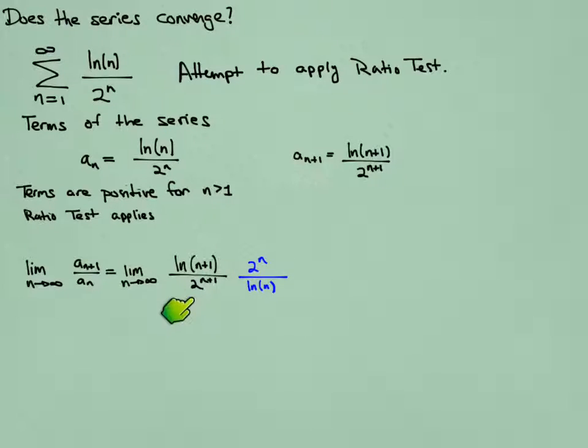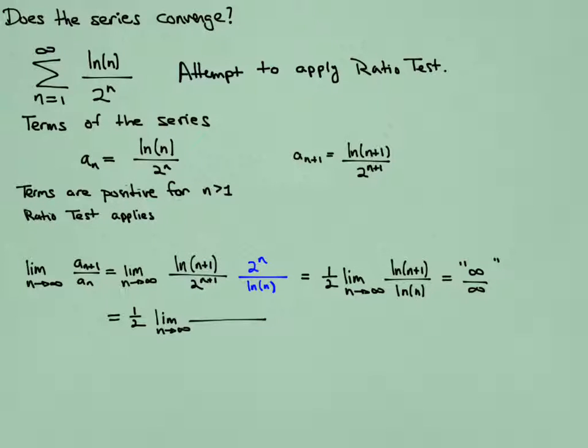There will be some canceling that takes place. 2 to the n plus 1 is being divided into 2 to the n, so I'll get a factor of 1/2 when I do that canceling. And I still need to look at the limit as n goes to infinity of the ratio of the logarithms. As n becomes large, both of those logarithms go to infinity, so this form is in fact infinity over infinity. It's an indeterminate form, and we can use L'Hopital's rule.